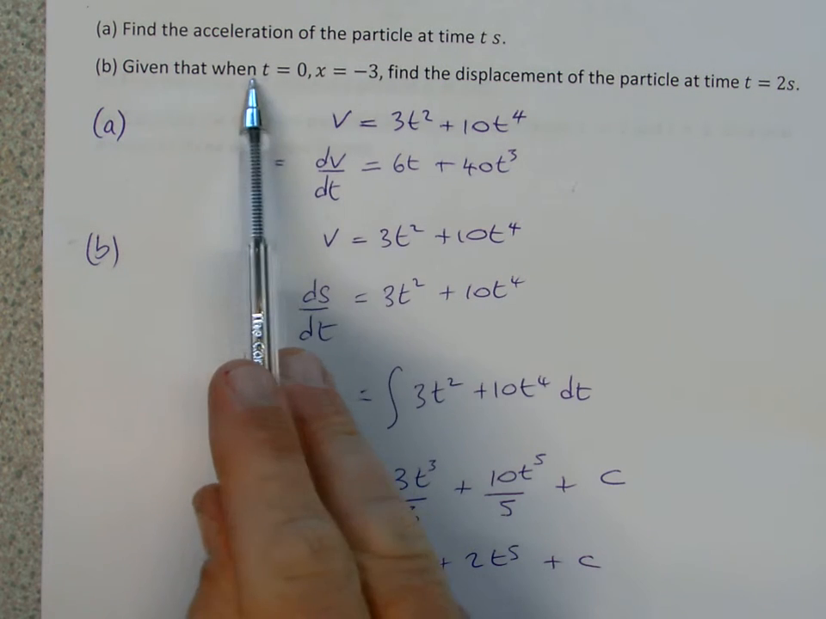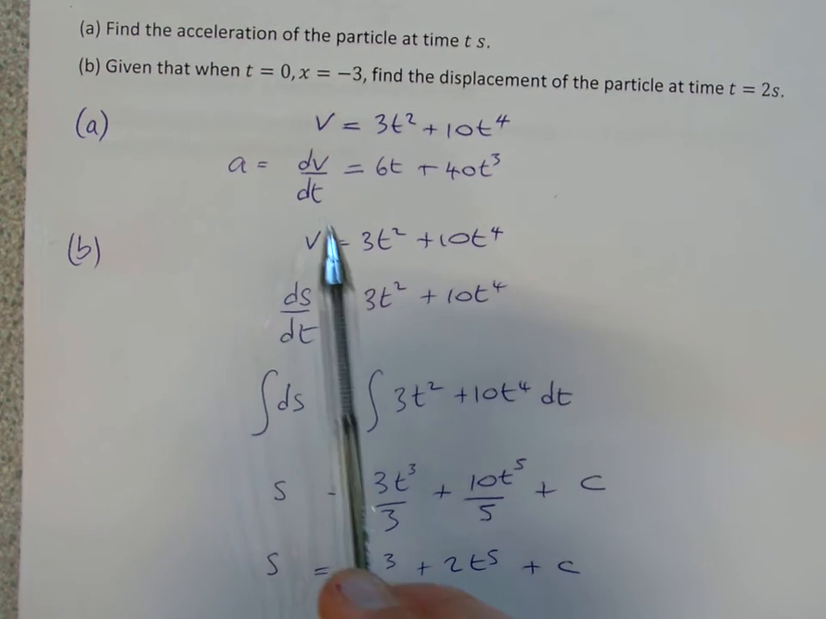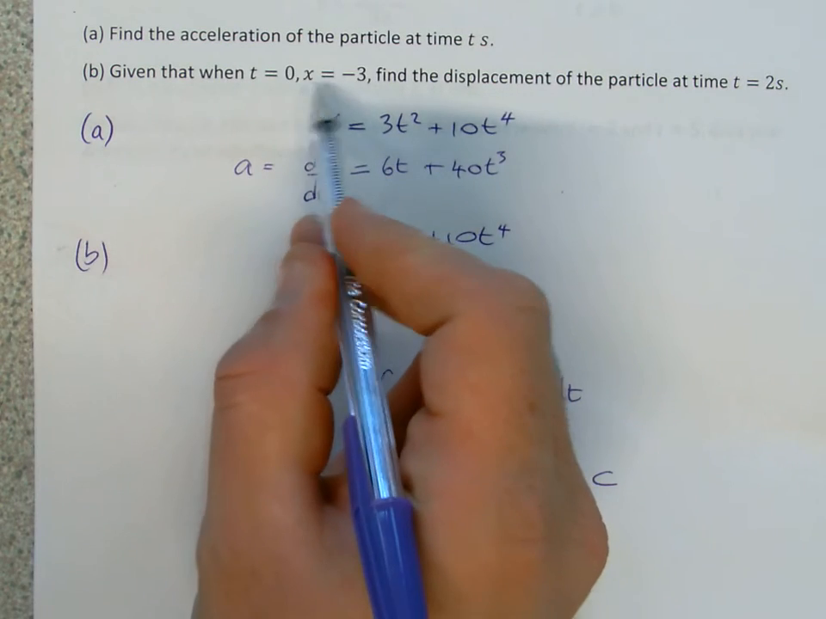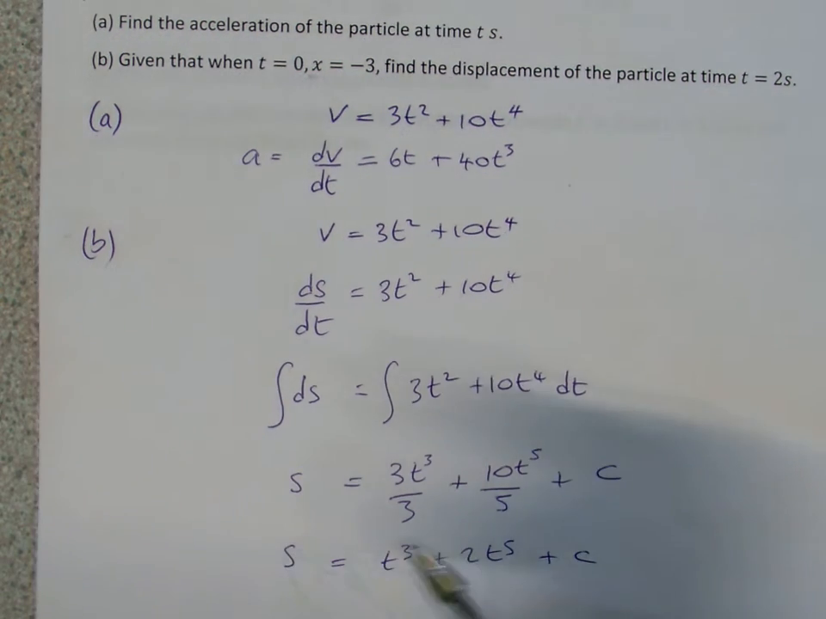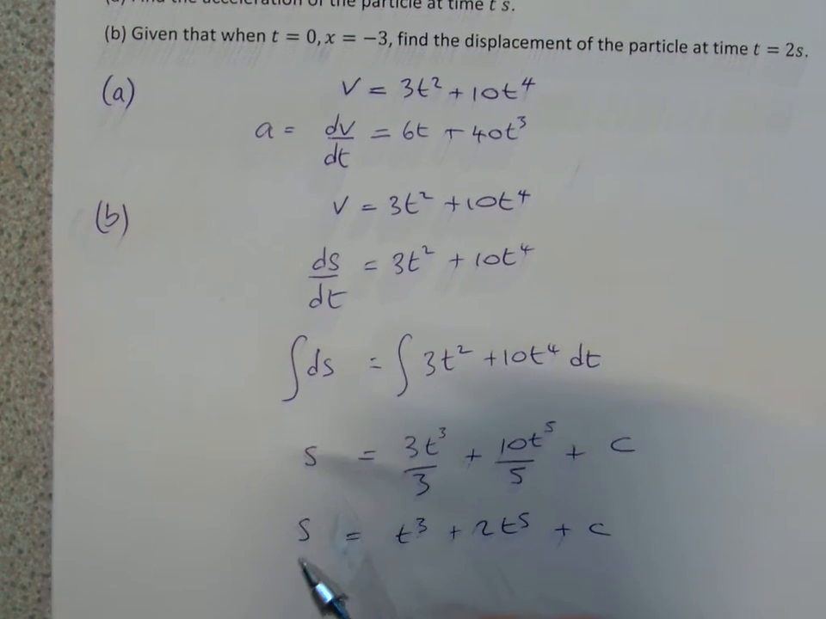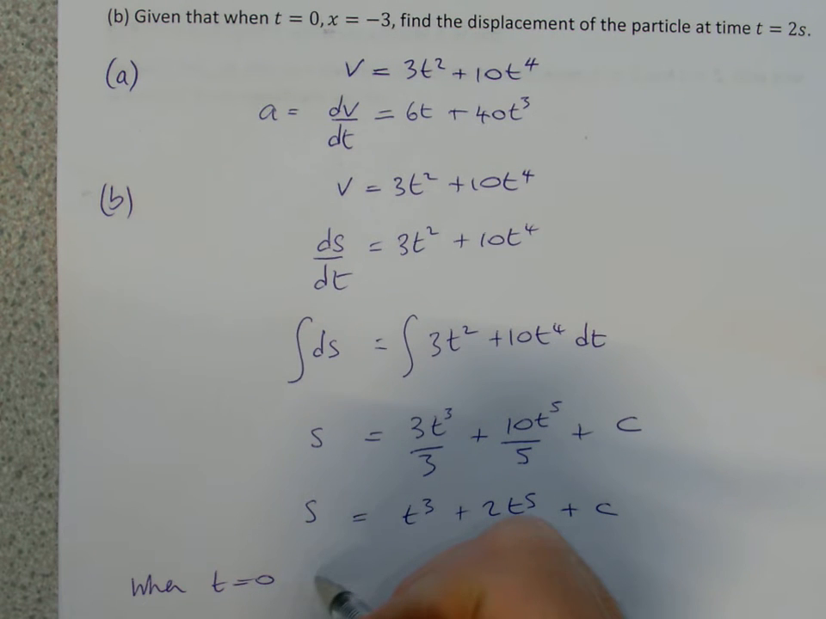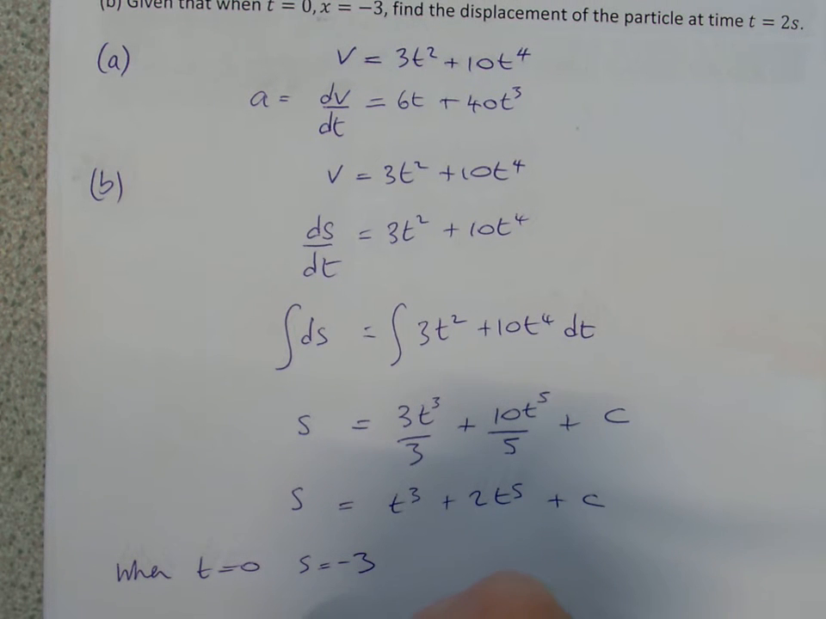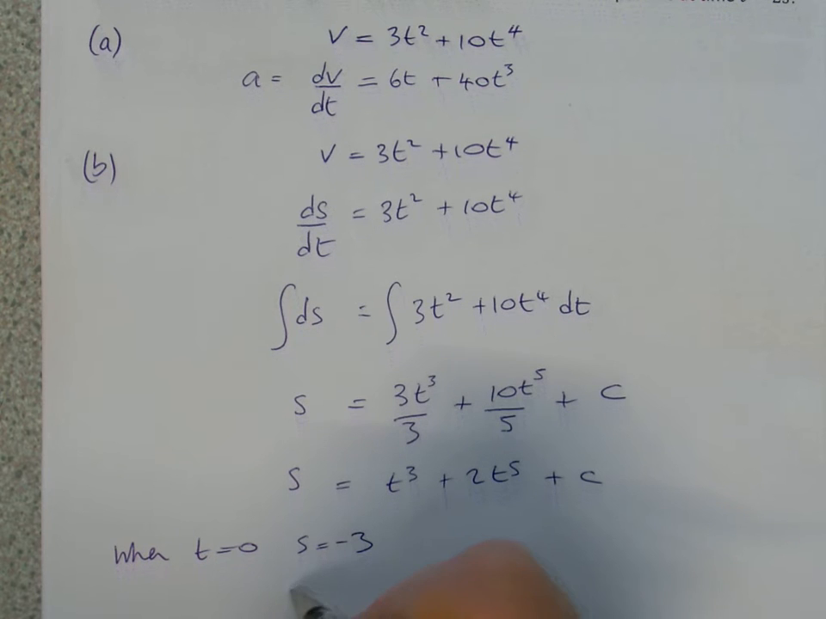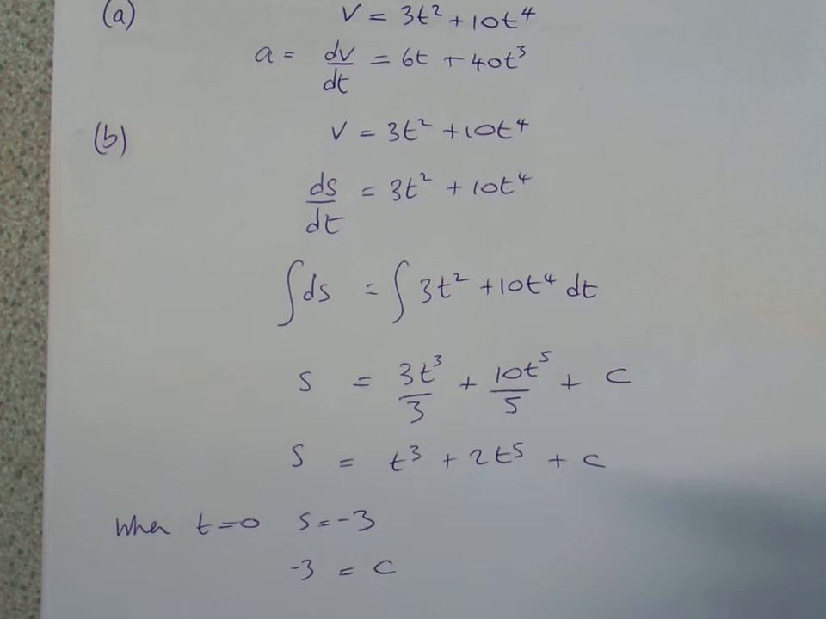So it says here, given that when t equals 0, x equals -3, find the displacement of the particle at time t equals 2. You notice here they've used x for displacement, whereas we're used to using s. It really doesn't matter. So when t equals 0, x, or s, equals -3. So we sub it in, that all becomes 0, and then you get your c there. So c will equal -3.